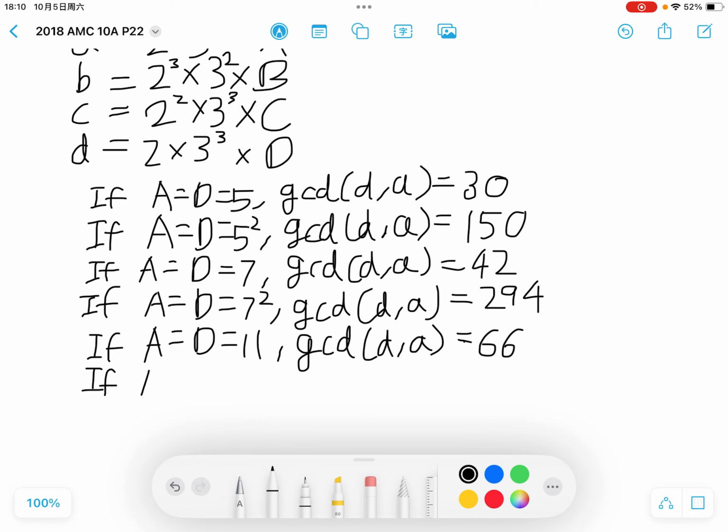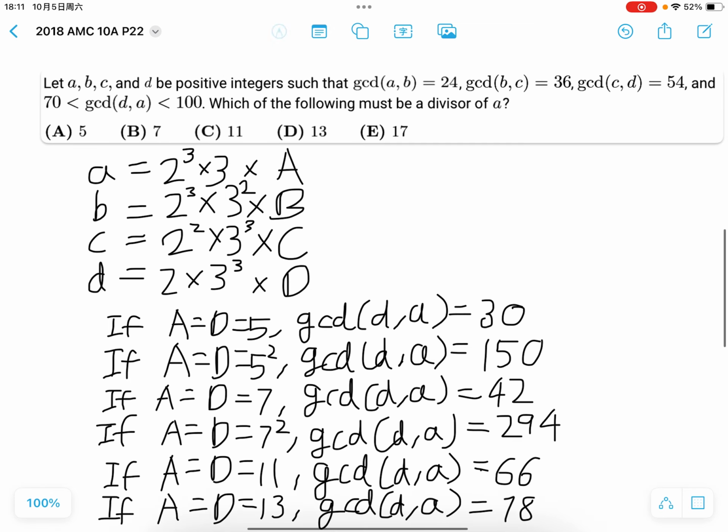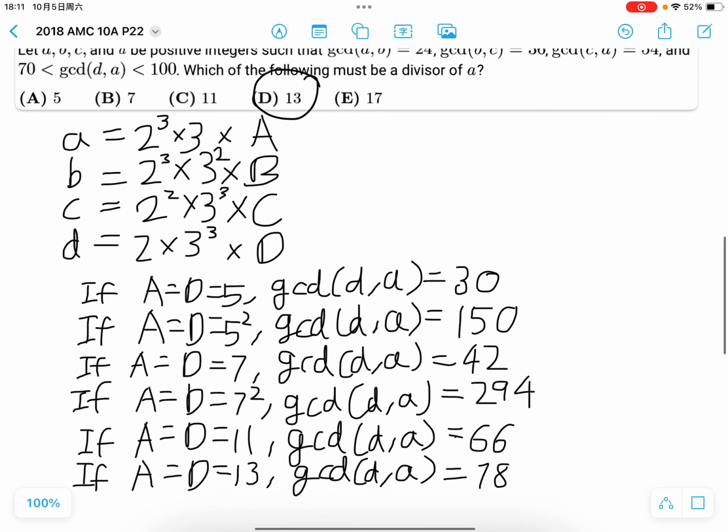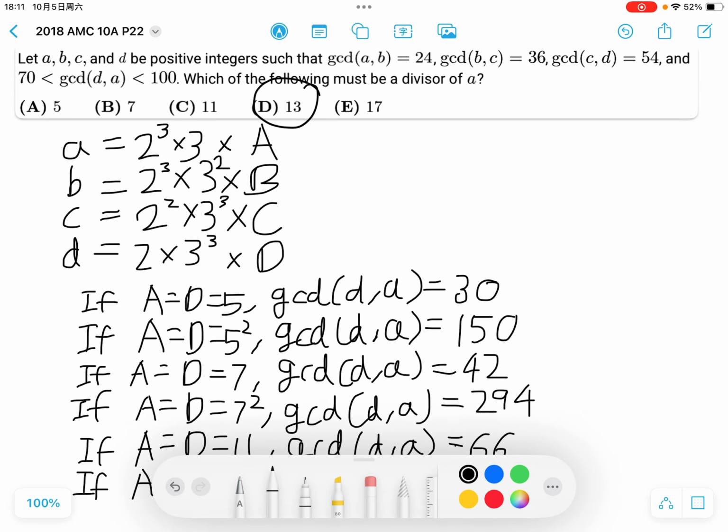So let's try 13, which is the next option. The GCD of D and A, if big D and big A are 13, would be 13 times 6, which is 78. So, aha, that's actually in our region. So that's just our answer. Now if we try 17, 17 times 6 is 102, which is bigger than 100 already. So 17 doesn't work. So 13 is the only option over here that works. So that's the answer.